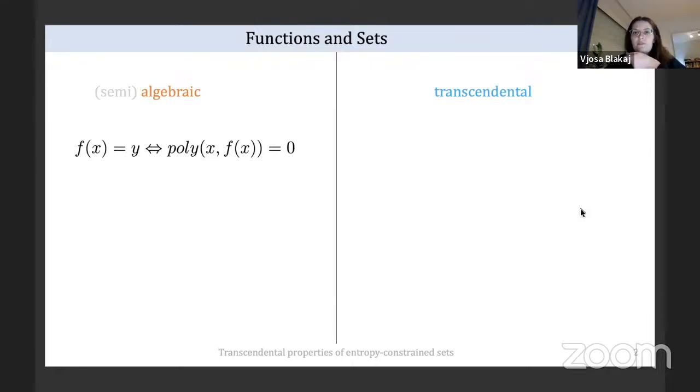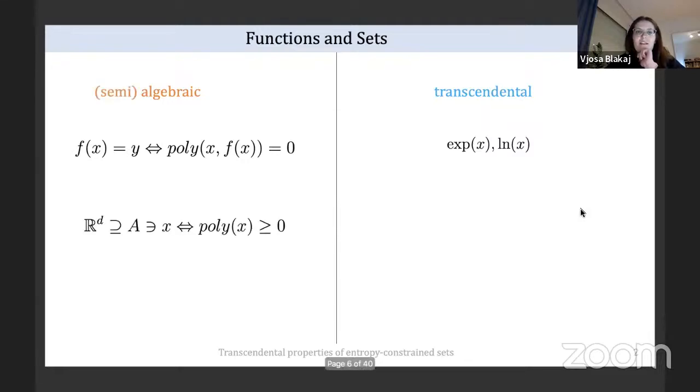And the usual suspects for these functions are usually the exponential and the logarithm, and many other functions. And regarding sets, here comes the word semi-algebraic. So a subset of some real vector space will be called semi-algebraic if it can be written as a finite union of polynomial inequalities, basically. So the word semi here is just about the fact that we are using inequalities now, except equalities, basically. So any set that cannot be written like this is called, again, transcendental.